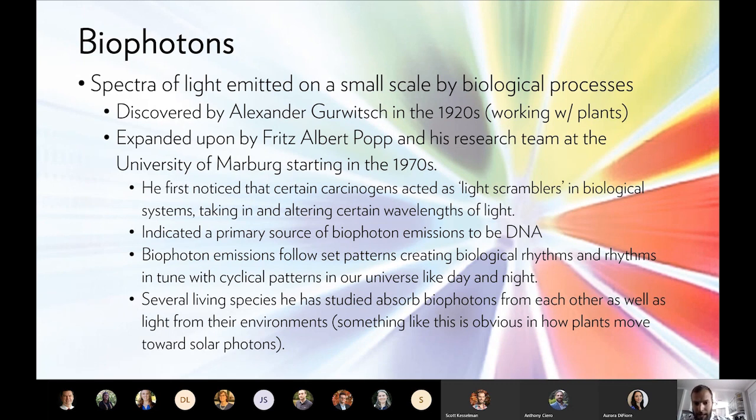Biophoton emissions follow set patterns, creating biological rhythms in tune with cyclical patterns in our universe like day and night. Species absorb biophotons from each other, as well as light from the environment. This is obvious in how plants move towards solar photons. We just think, oh, plants move towards the sun, but it's really them responding to electromagnetic fields, the solar photons from the sun.